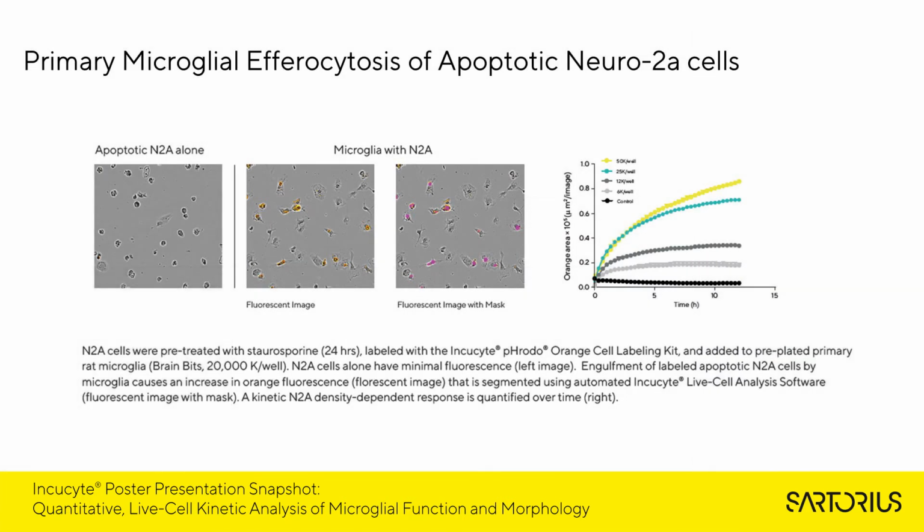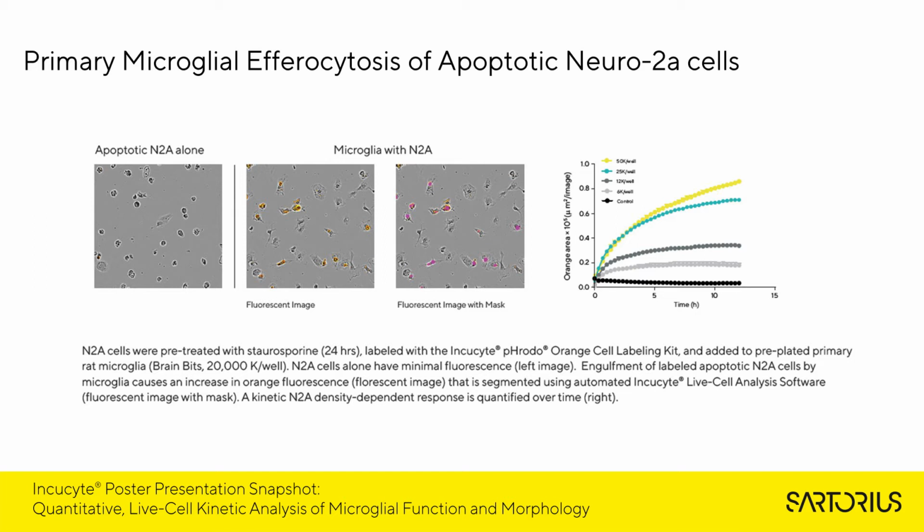Next, we'll look at primary microglial efferocytosis of apoptotic neuro 2A cells. Neuro 2A cells were pre-treated with staurosporine for 24 hours and then labeled with the Incucyte pHrodo orange cell labeling kit. Then they were added to pre-plated primary rat microglia. The neuro 2A cells alone, as you can see in the image on the left, have minimal fluorescence, as we would expect. Engulfment of these labeled apoptotic neuro 2A cells by the microglia causes an increase in orange fluorescence, as you can see in the middle image.